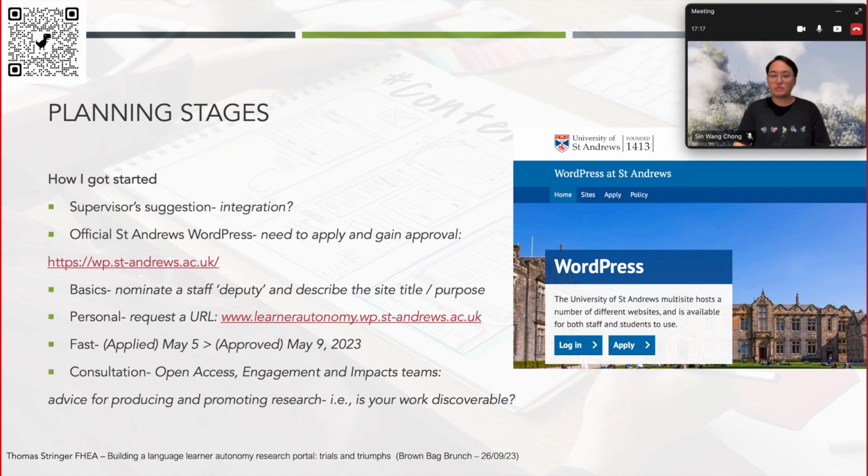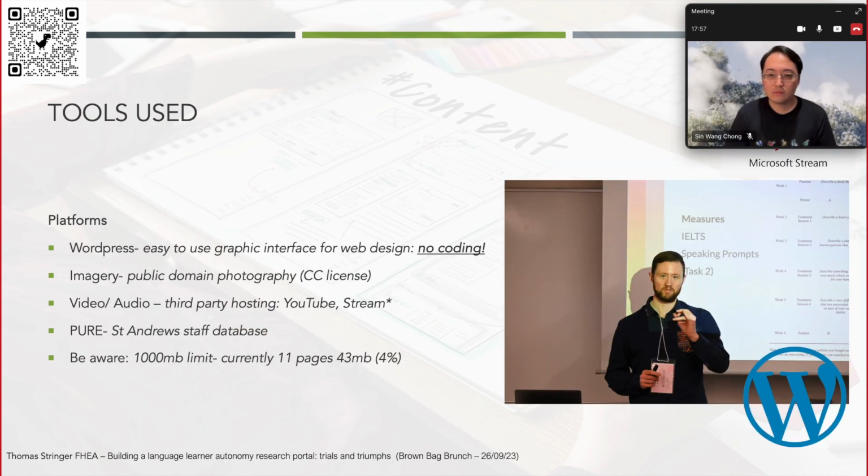And some of the other really useful services that St. Andrews has available are various teams, an open access research team and an engagement and impact team. You can consult with them about what the purpose of your particular page might be. Is it for producing research or promoting research? And they'll help you to think long term about enhancing the profile of it, or thinking about long term data storage and things like that. So that's something else that's available to you. Okay, so I highly recommend that too.